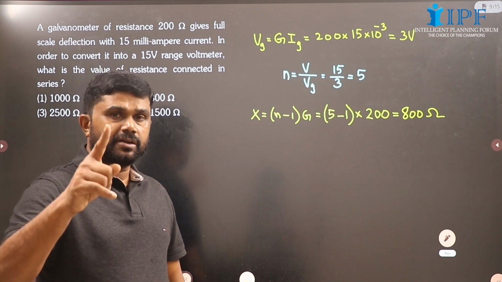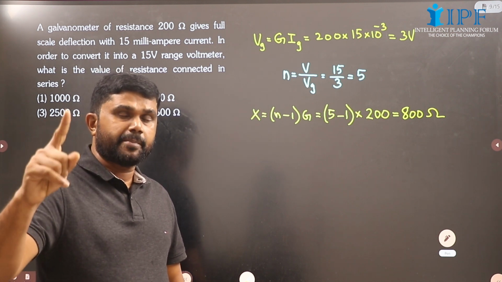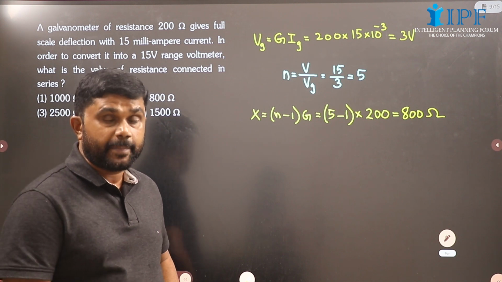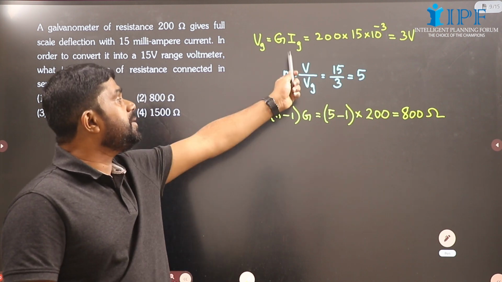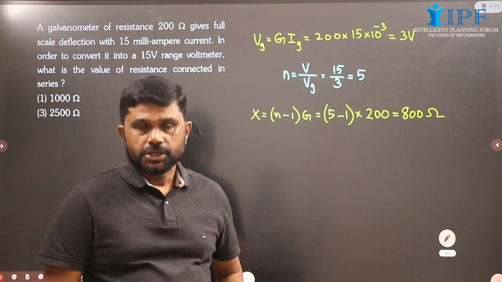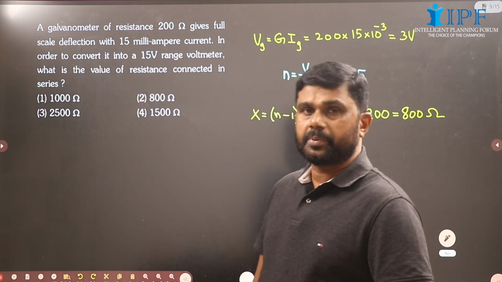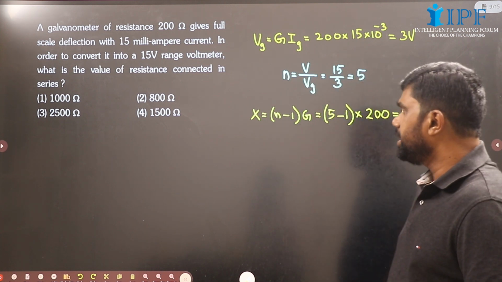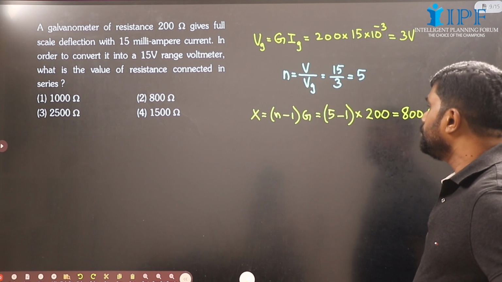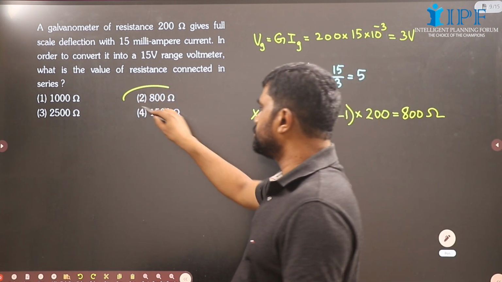Now it is to be converted into a voltmeter to measure a maximum voltage of 15 volt. So the factor by which its voltage capacity is to be increased, V by Vg, that is 15 over 3, that is equal to 5. So the high resistance called multiplier to be connected in series, x equals n minus 1 into G, that is 5 minus 1 into 200, that is 800 ohms, this one.